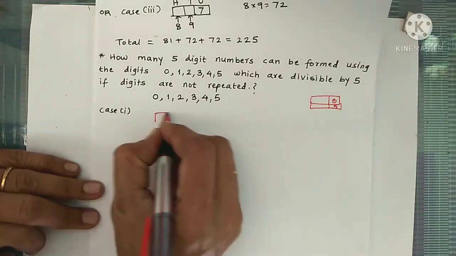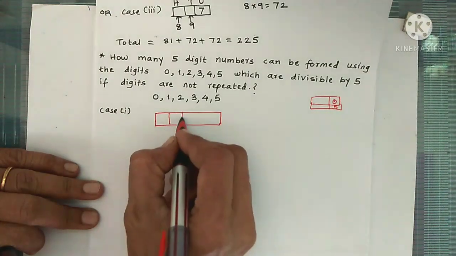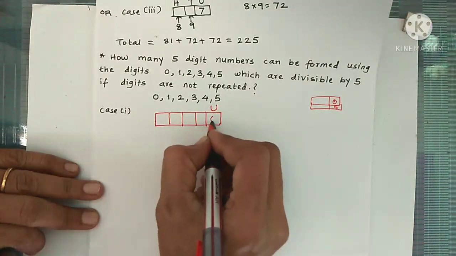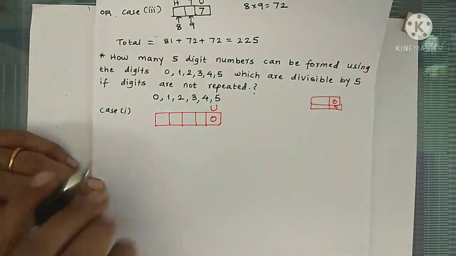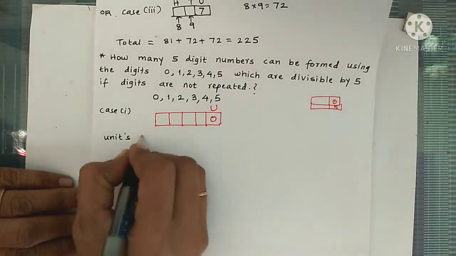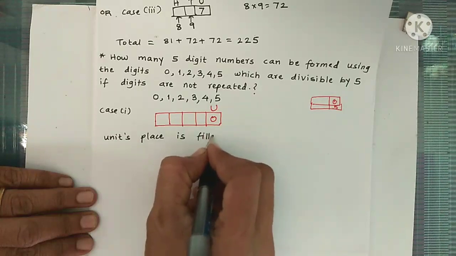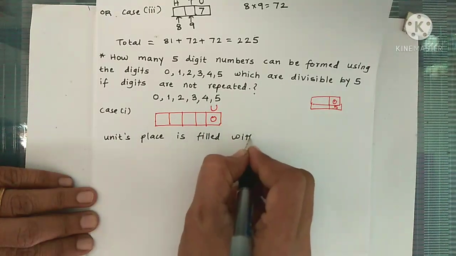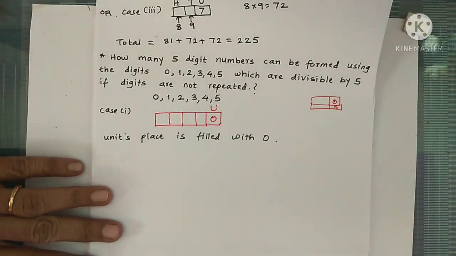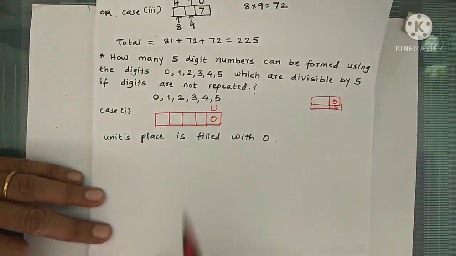So we want to form a 5-digit number. So let's make 5 boxes, 1, 2, 3, 4 and 5. And in the units place we have 0. So case 1 is units place is filled with 0. So this is our first case. Okay. So we have only one digit in units place. Now let's take the remaining 4 places.